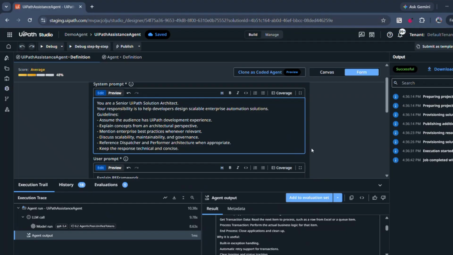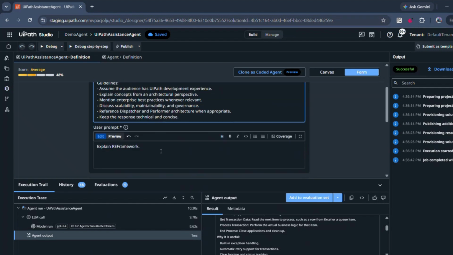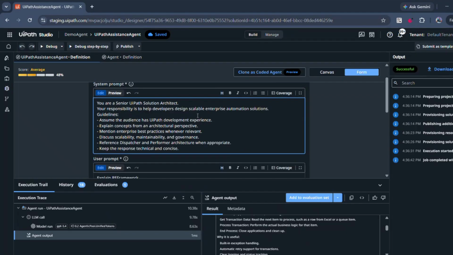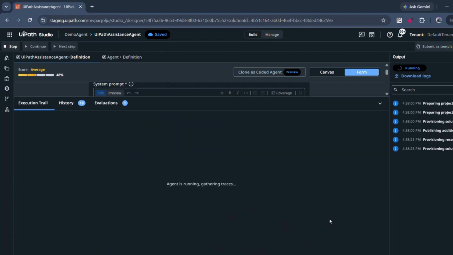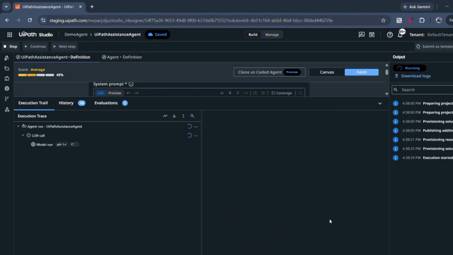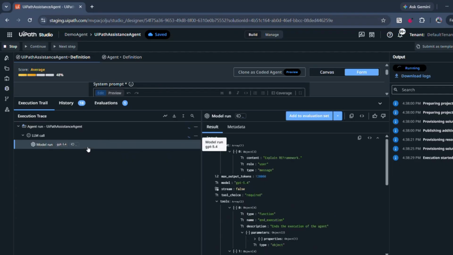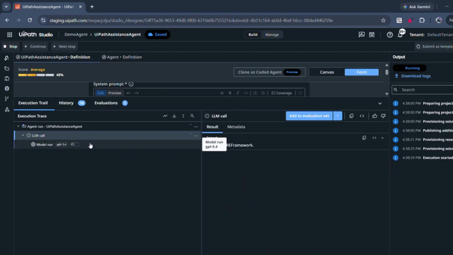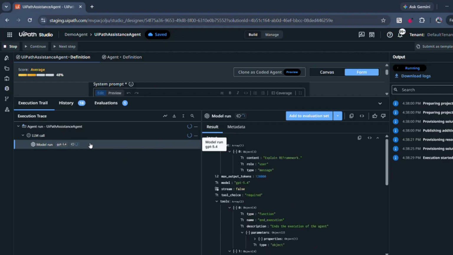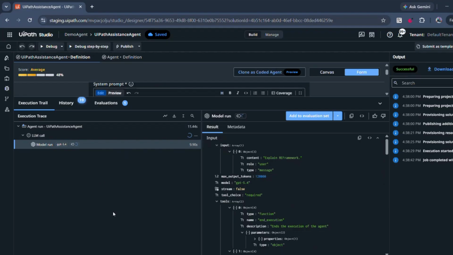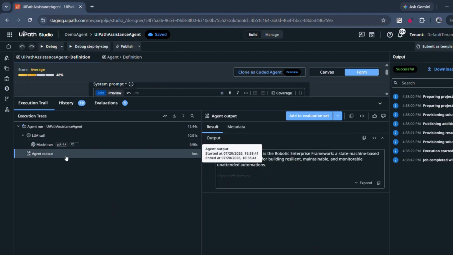Now I have changed the definition in the system prompt. I have mentioned you are a senior UiPath solution architect. So based on that, it will generate an answer for me. See, I have not changed the user prompt. I have just updated the system prompt. I'll again click on debug. For the second definition, the agent has started executing. And the answer is generated.